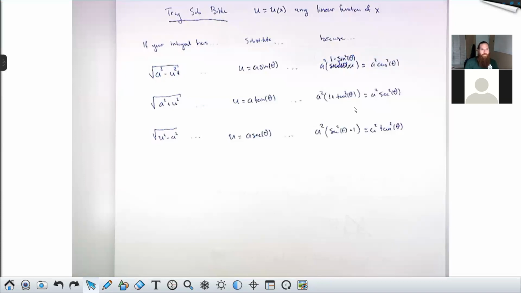All right, so this is your guide. You look for stuff like this in your integral, you make the appropriate substitution, and then you use the Pythagorean identities to simplify. And as long as you chose the right substitution, these square roots will all clean up and go away.